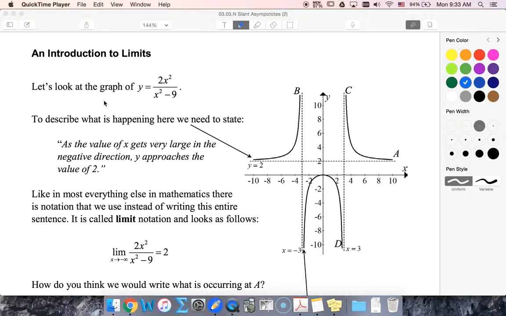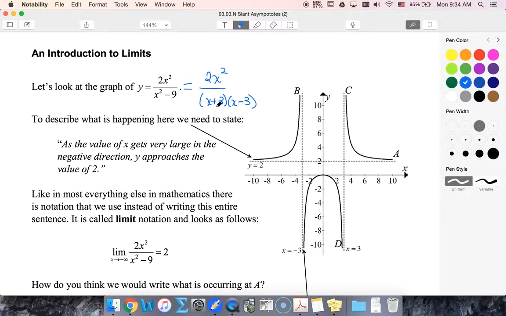Hello students, in this set of videos we're going to look at limits. So let's start by looking at this rational graph. We've got 2x squared over x squared minus 9. We of course know that the x squared minus 9 in the denominator is going to factor into x plus 3 times x minus 3.